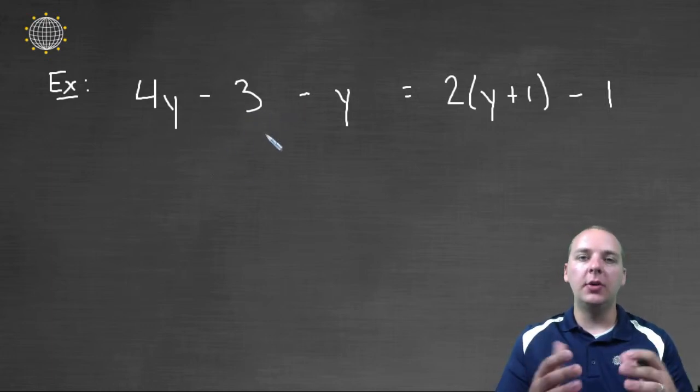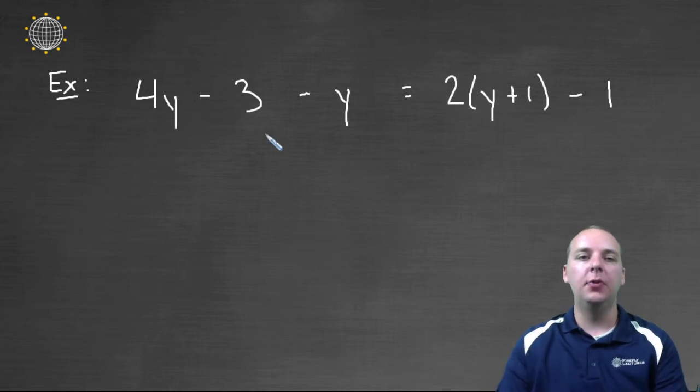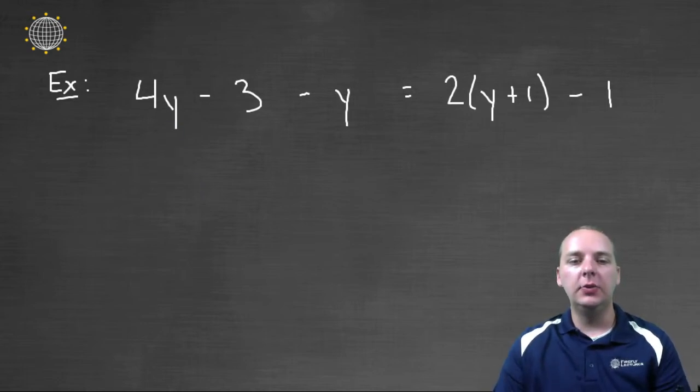Step one is always to simplify both sides before you begin. That includes doing things like combining like terms, like the 4y and the minus y. It also includes things like distributing this 2 out. So let's do those things first.